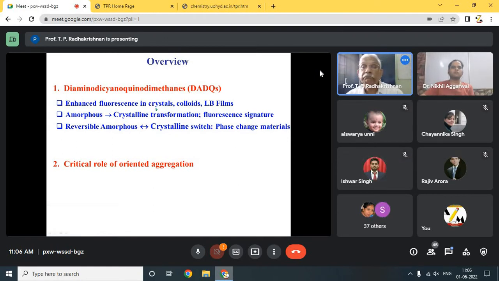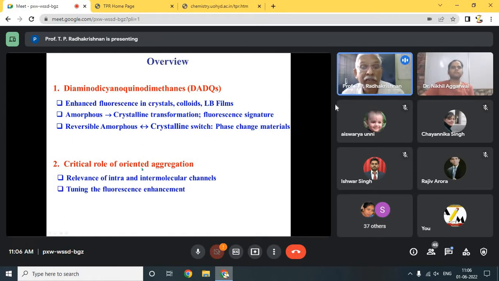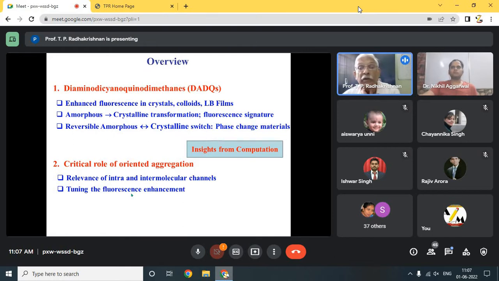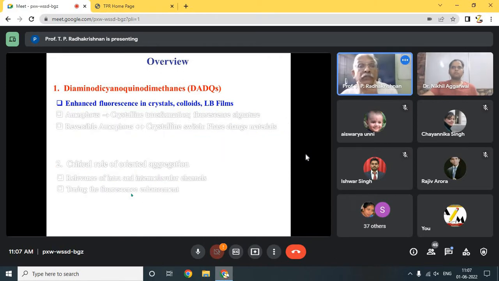various issues of fluorescence in crystals and colloids and Langmuir-Blodgett films, which are monolayer or multilayer films, this amorphous to crystalline transformation and the reversible transformation, and the important issue of the aggregation of molecules, how they aggregate. It is not some random aggregation which is going to help you, but very oriented aggregation, and how it affects intermolecular and intramolecular channels of energy transfer, and how that will impact the fluorescence enhancement. Because of the nature of this workshop, I will try to touch upon briefly, at various points, how the computation helps us in looking at these experimental observations.